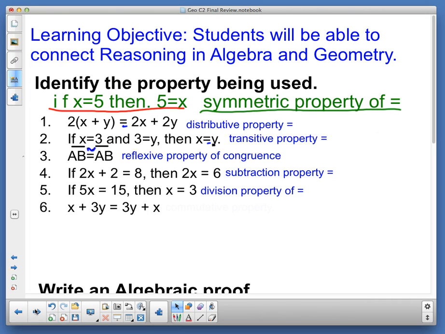And in 6, my last one there, I have something called commutative property. x plus 3y is the same as 3y plus x. And that comes from the idea that the distance from home to work and the distance from work to home is the same. It's morning commute, afternoon commute, provided you don't have any detours or you don't decide to go someplace else on your way home. Okay, and that's property identification.